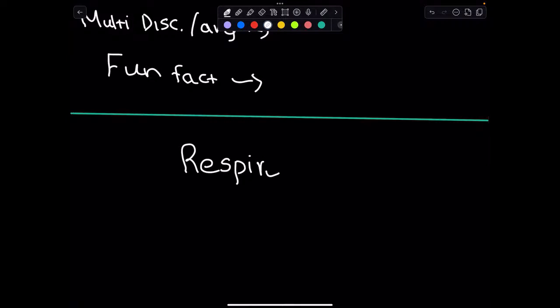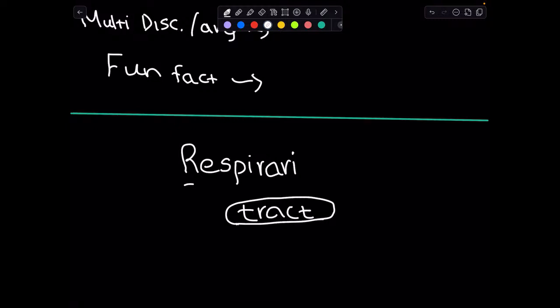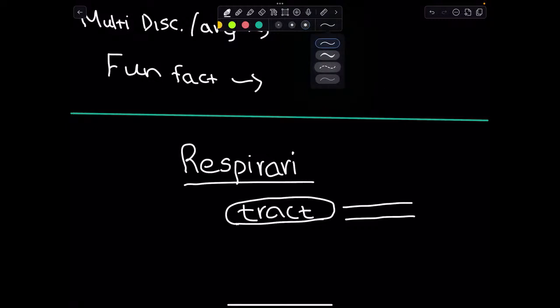Okay, interesting. And when we say the word tract, what do we mean? Tract refers to a system of organs or a series of connected parts in the body. In respiratory tract, it means the passageways through which air moves from the nose and mouth down to the lungs. Okay. It's a handy term for describing those pathways.